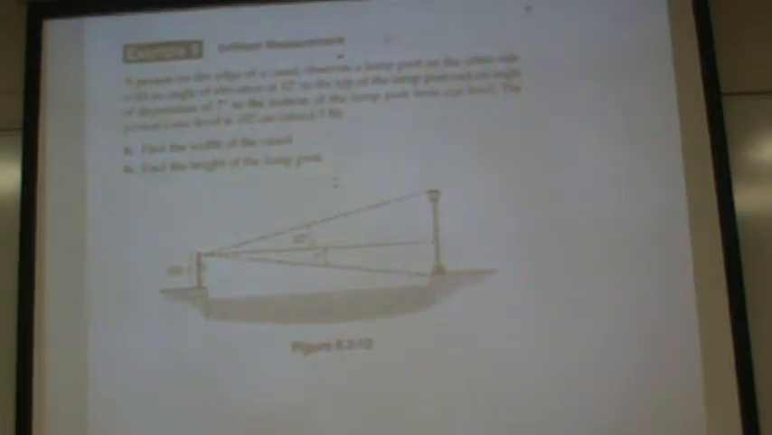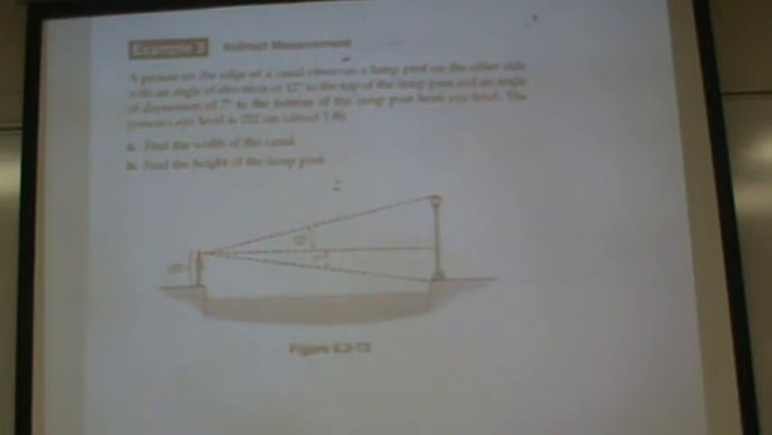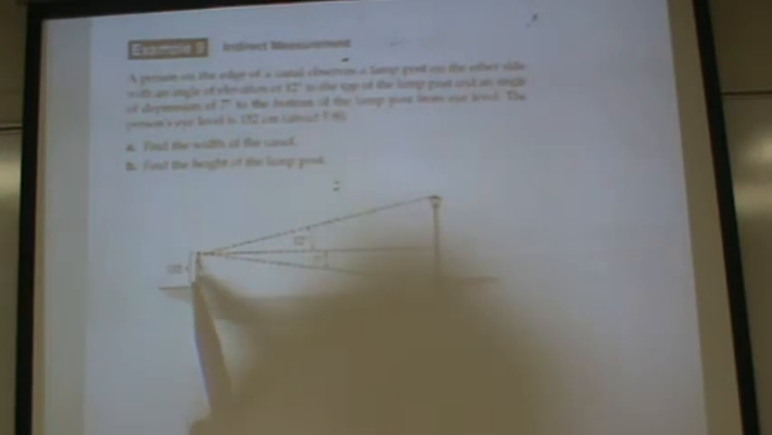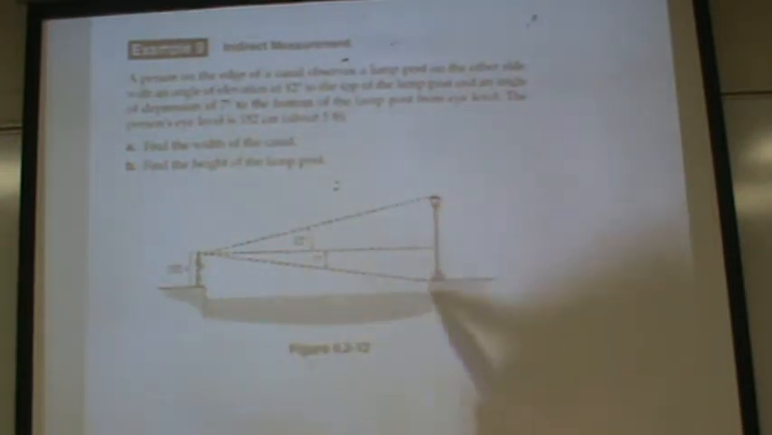And our final example, example 9. A person on the edge of a canal observes a lamppost on the other side, with an angle of elevation of 12 degrees to the top of the lamppost and an angle of depression of 7 degrees to the bottom of the lamppost from eye level. The person's eye level is 152 centimeters. So for part A, we're looking for the width of the canal. So in our picture, we've got our guy, he's standing over on this side of the canal and he's staring at this lamppost on the other side.